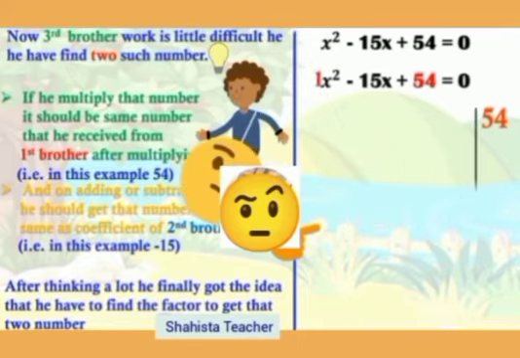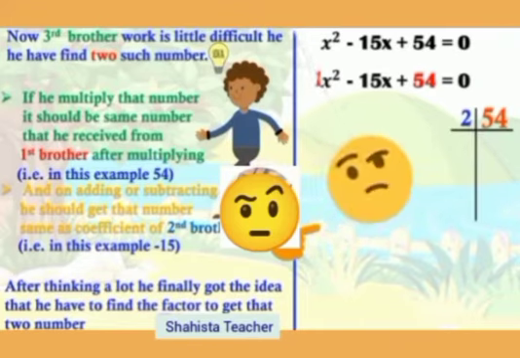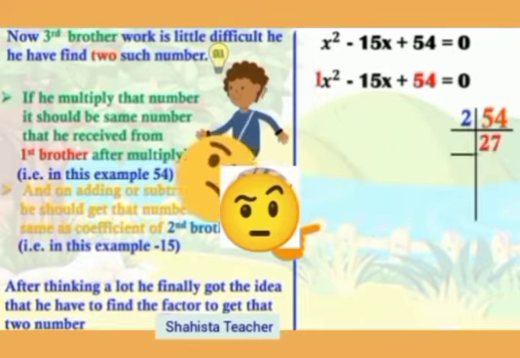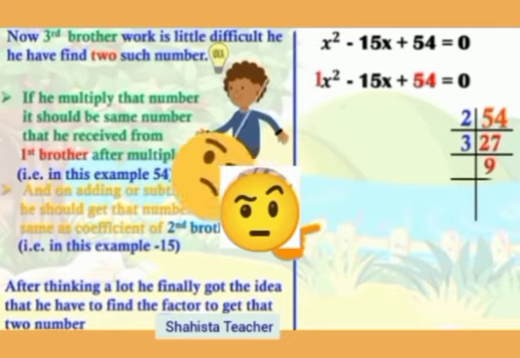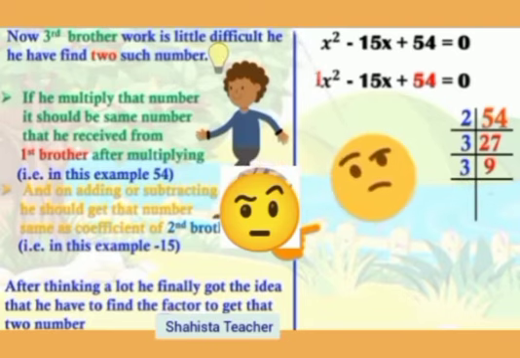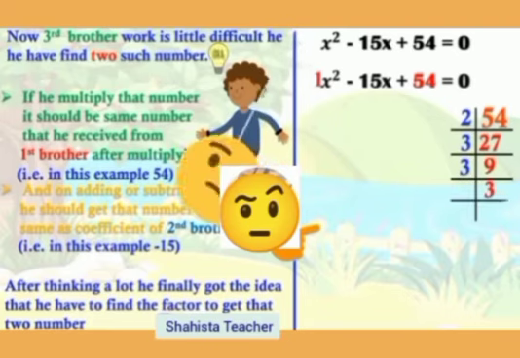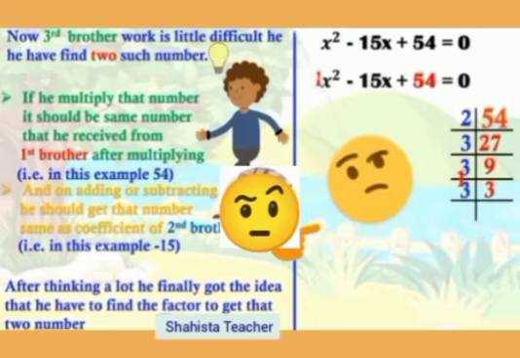So here 54, we will apply the factorization method. 54 divided by 2 we get 27. 27 divided by 3 we get 9, and 9 divided by 3 we get 3. So 3 ones are 3. Now here you can see a few factors are given.